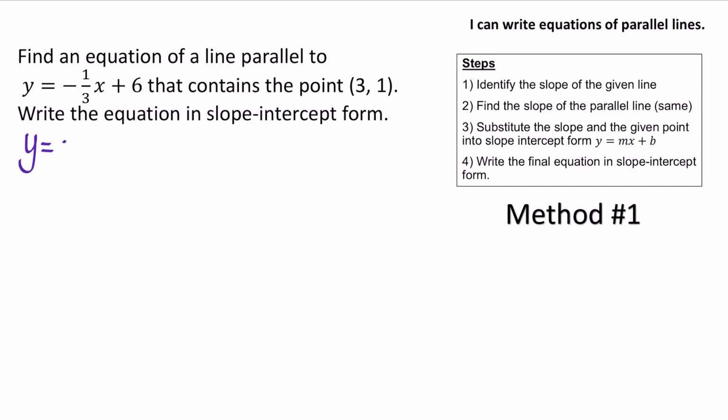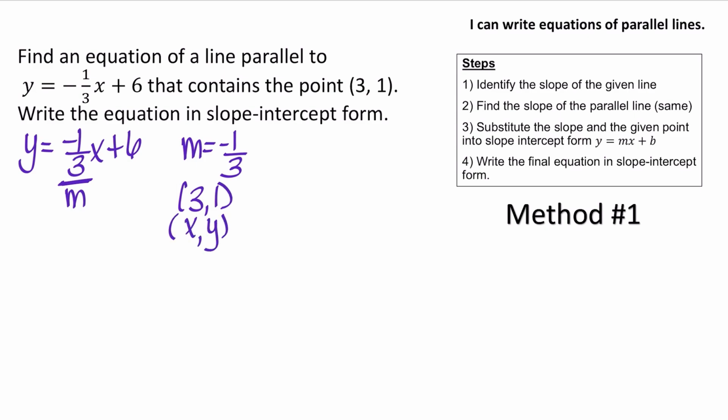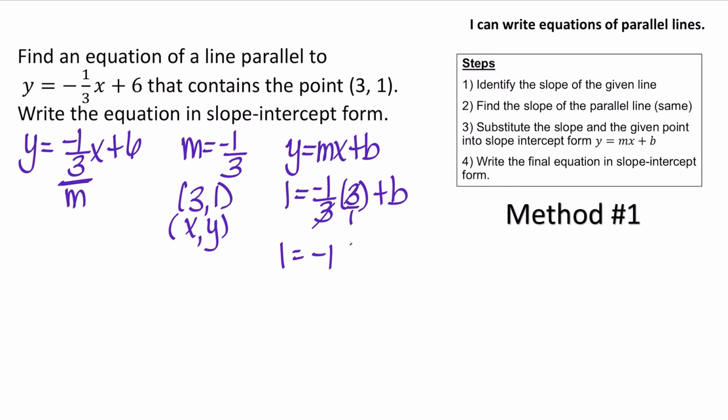So we have y equals negative 1/3 x plus 6, so the value of m is negative 1/3. Okay, so m equals negative 1/3, and then 3, 1 is now my x and y value. Okay, so I'm solving this problem using method 1, so you can skip ahead if you prefer to use method 2. So I'm going to write y equals mx plus b, and I'm going to plug in the values that I have. So I have 1 equals negative 1/3 times 3 plus b. So when I simplify this, I get 1 equals negative 1/3 times 3, so that's 3 over 1. So the 3's cancel, and I have negative 1 plus b.